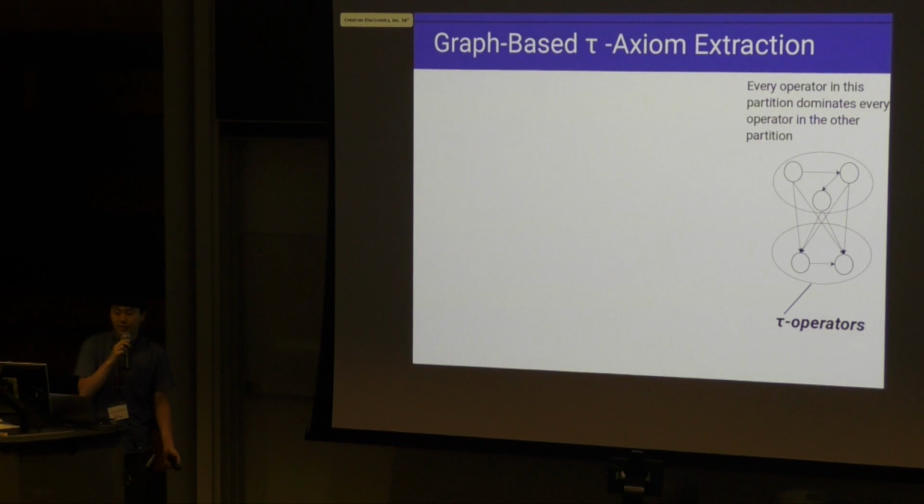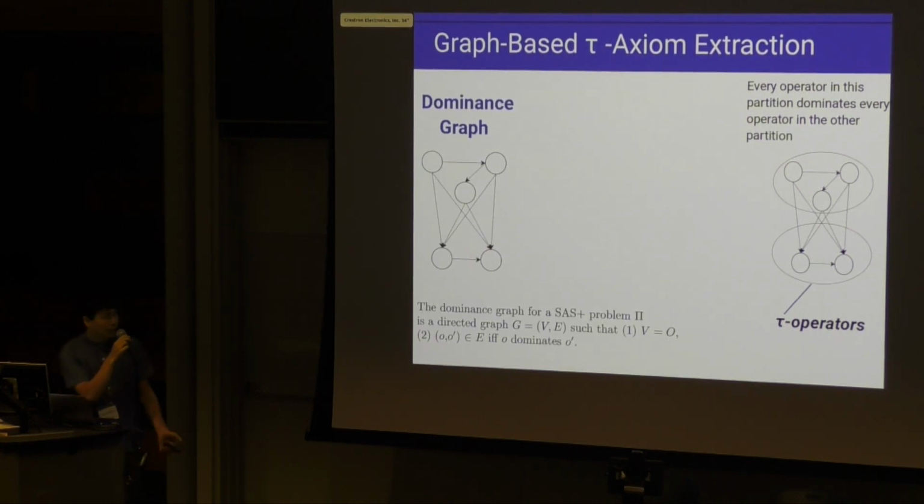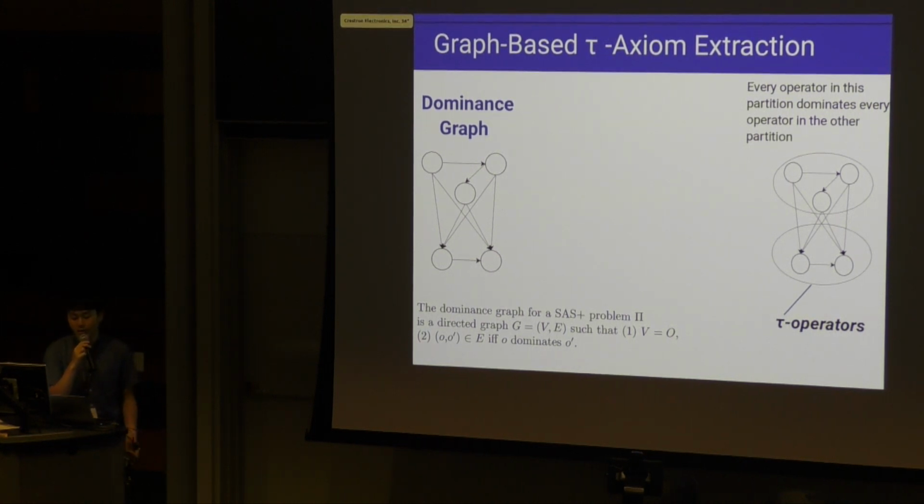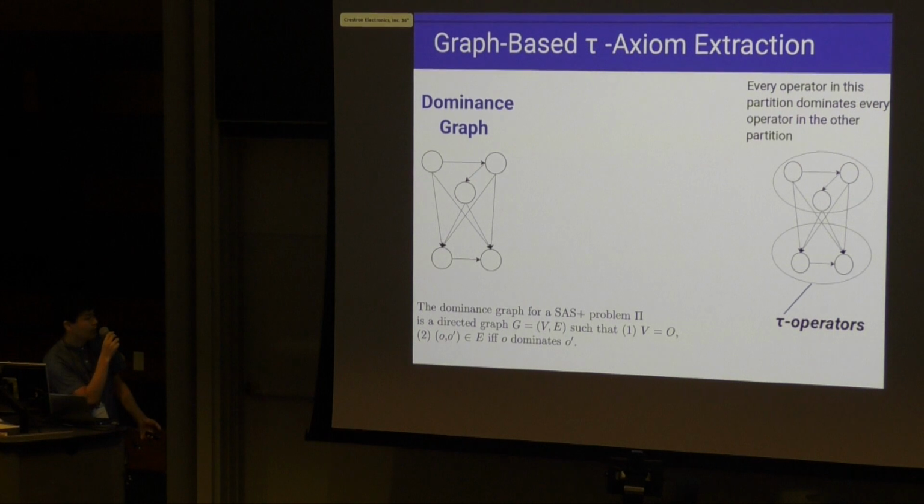And we want to partition the set of operators such that every operator in one partition dominates every operator in the other partition. And we propose two algorithms to do that, but I only have enough time to introduce one of them. So in graph-based tau axiom extraction, we consider a directed graph consisting of grounded operators. And there's an edge between two vertices if and only if there's a dominance relationship between the corresponding operators.